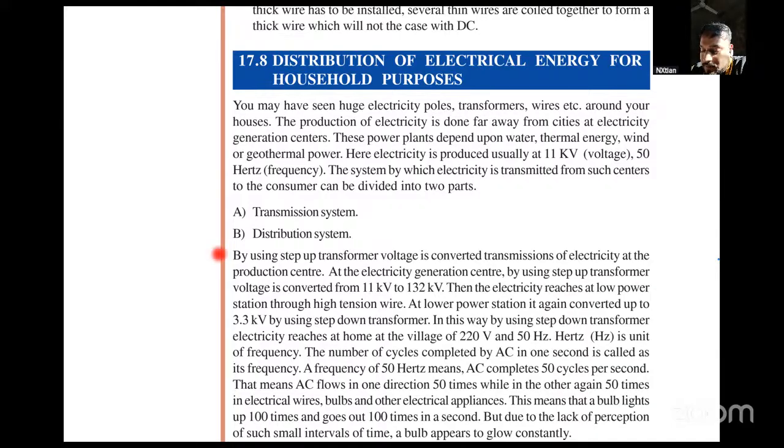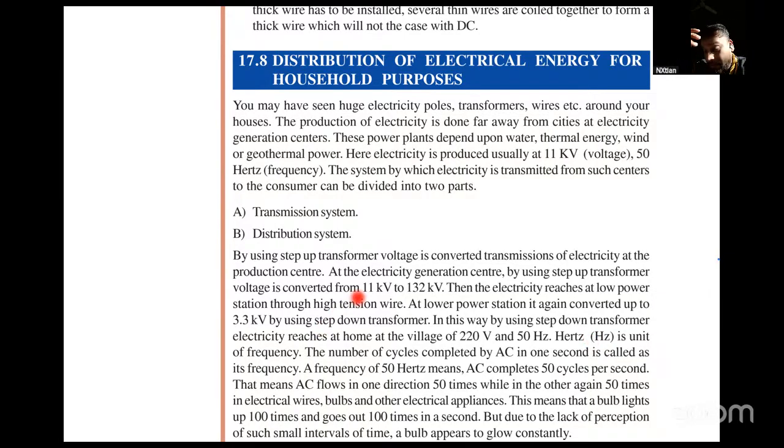So we'll read this. By using a step-up transformer, voltage is converted for transmission of electricity at the production center. At the electricity generation center, by using a step-up transformer, voltage is converted from 11 kilovolt to 132 kilovolt. Then the electricity reaches the low power station through high tension wire. At the low power station, it is again converted to 3.3 kilovolt by using a step down transformer. In this way, by using a step down transformer, electricity reaches homes at the voltage of 220 volt and 50 hertz, which is the unit of frequency.